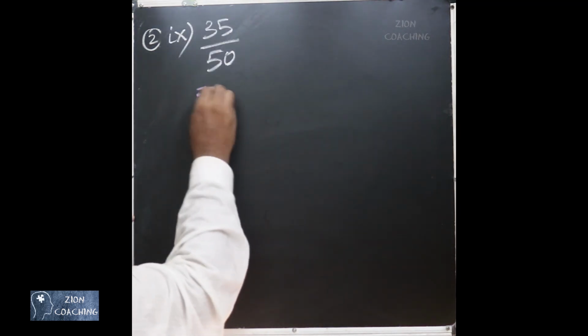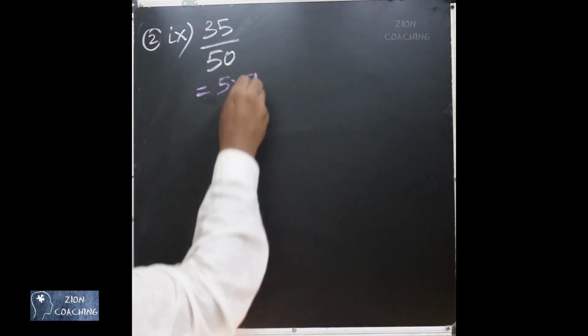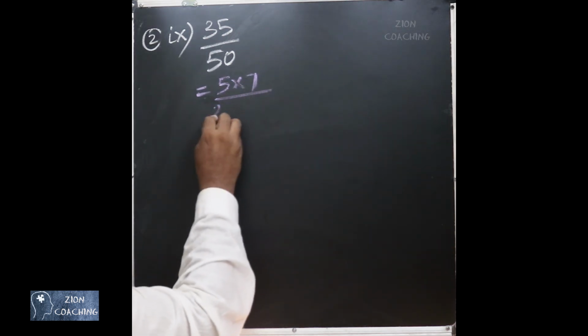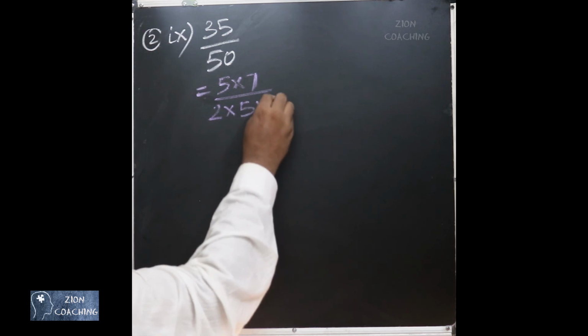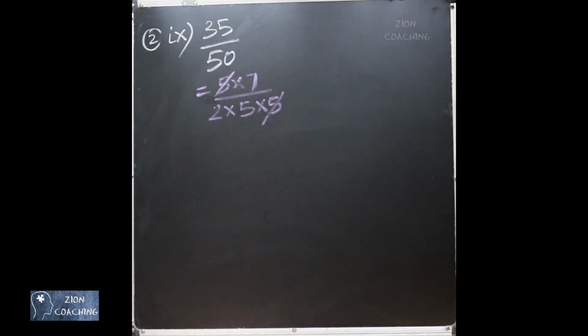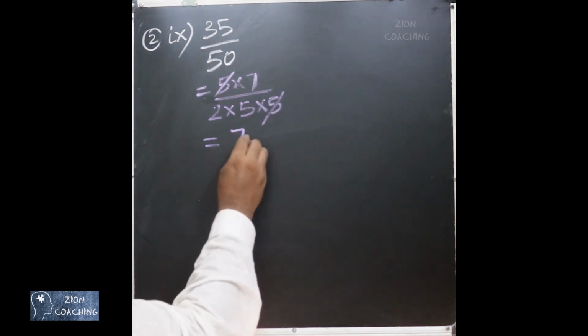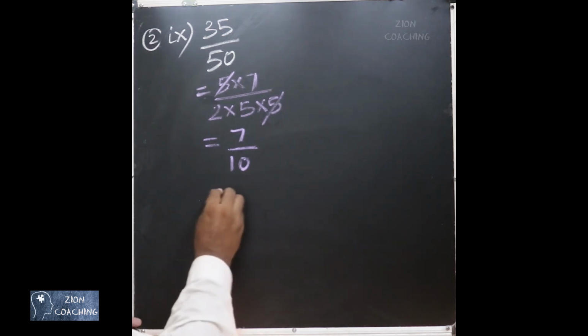35 can be written as 5 into 7. 5 7s are 35. 50 can be prime factorized as 2 into 5 into 5. So one 5 in the numerator and denominator is common, and that can be cancelled. What is remaining is 7 divided by 10. That is equal to 0.7.